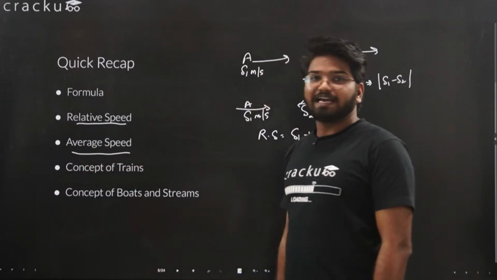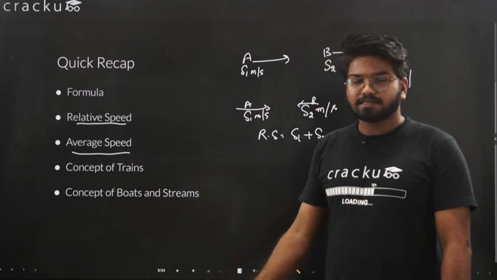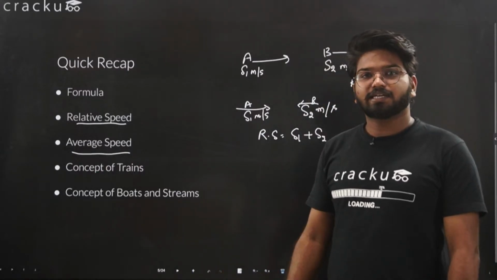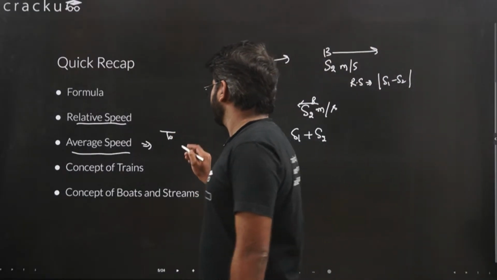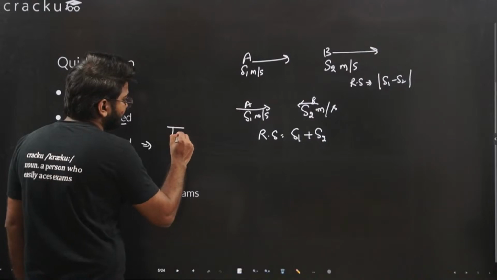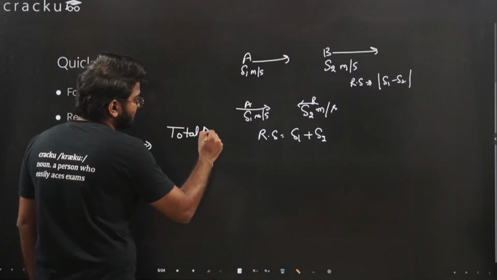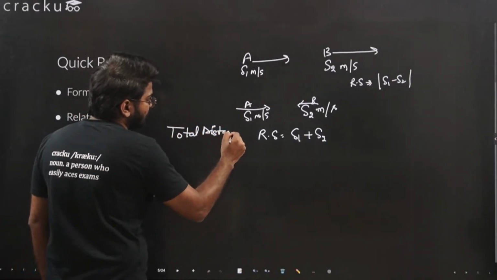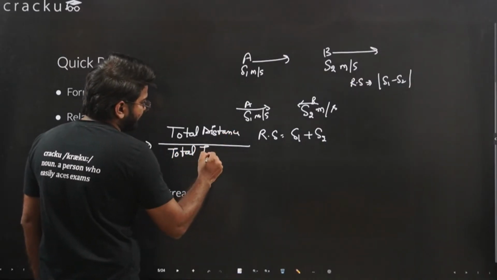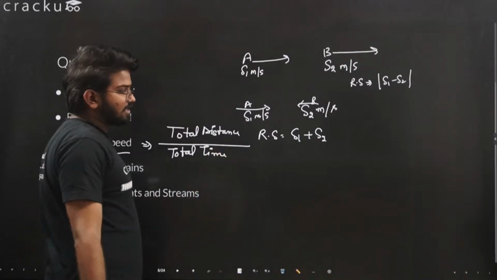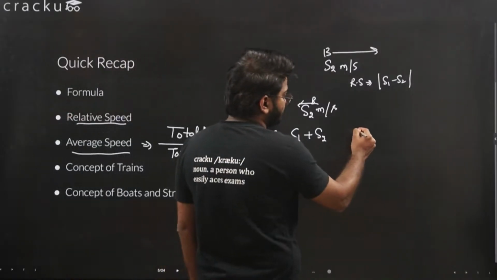Next we have average speed. You might understand the concept of average. It says that average speed is equal to total distance divided by total time. For example, you are somewhere here.